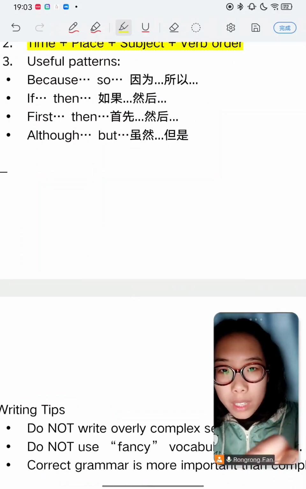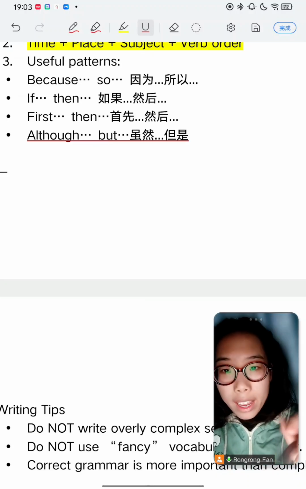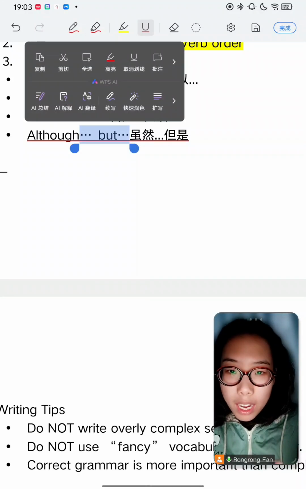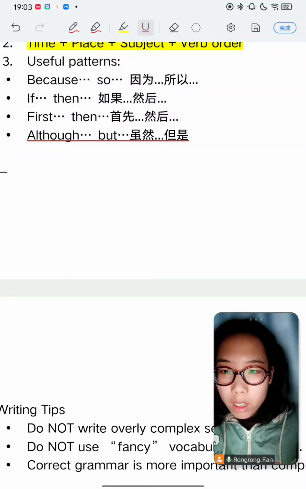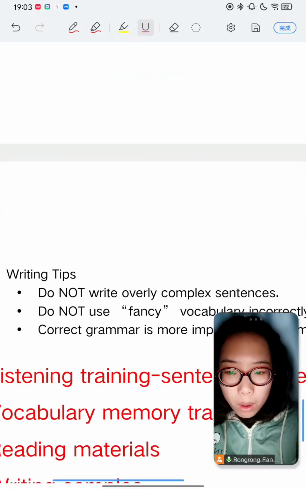Here you should know that in Chinese we say it like this: although blah blah, but blah blah. But I know that in English we don't add but after although. But in Chinese we express this in the fixed structure 虽然...但是, okay.